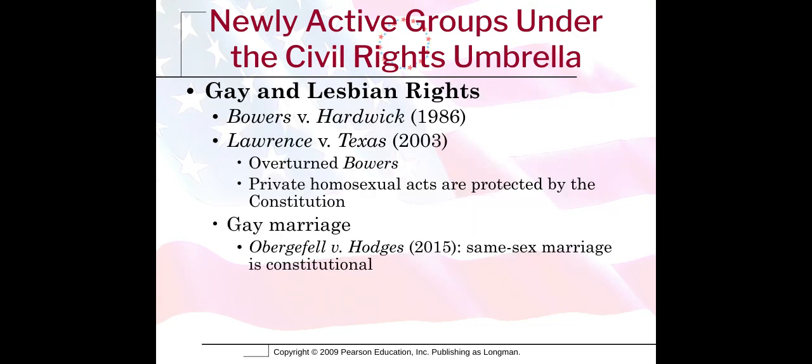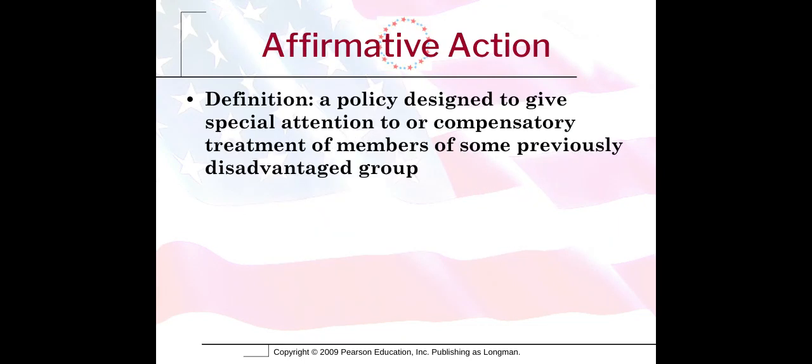Another group that fought for and is continuing to fight for civil rights is the LGBTQ community. We saw this in the 80s, where in 1986, Bowers versus Hardwick said the right to privacy for gay couples does not exist. And then it was overturned not too much later, in 2003, because they have the right to privacy. It's protected by the Constitution. And then the big win for the gay and lesbian community was the decision in Obergefell versus Hodges, where same-sex marriage is now considered constitutional. It's protected by the 14th Amendment.